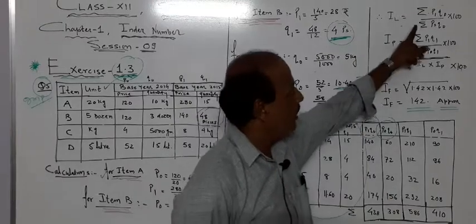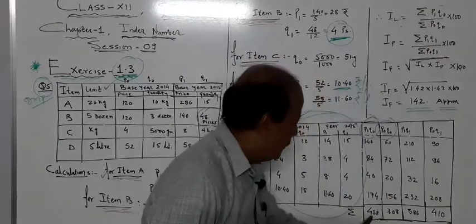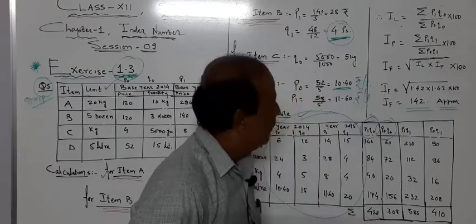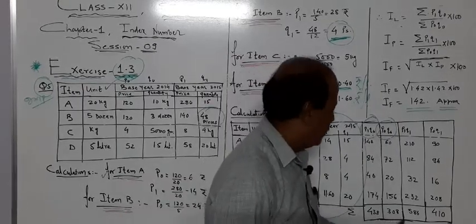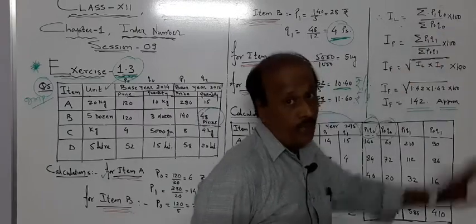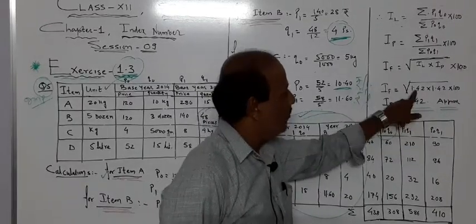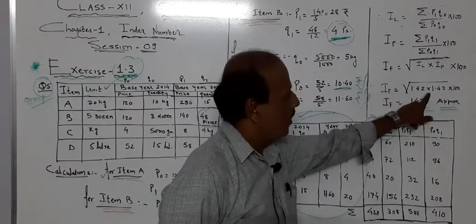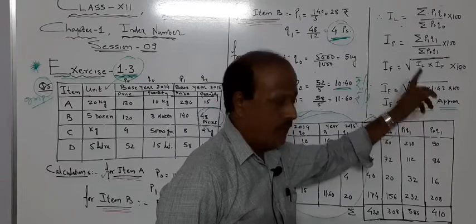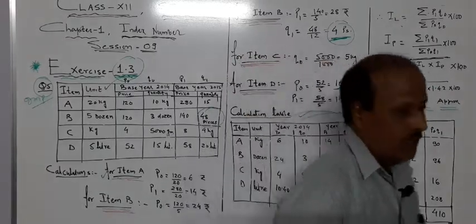So first of all you calculate IL. Sigma P1 Q0 is 438 divided by sigma P0 Q0, so divided by 308 multiplied by 100. That you calculate. It will be around 1.42 into 100. That you do. So around 142. Around 142, that you check.